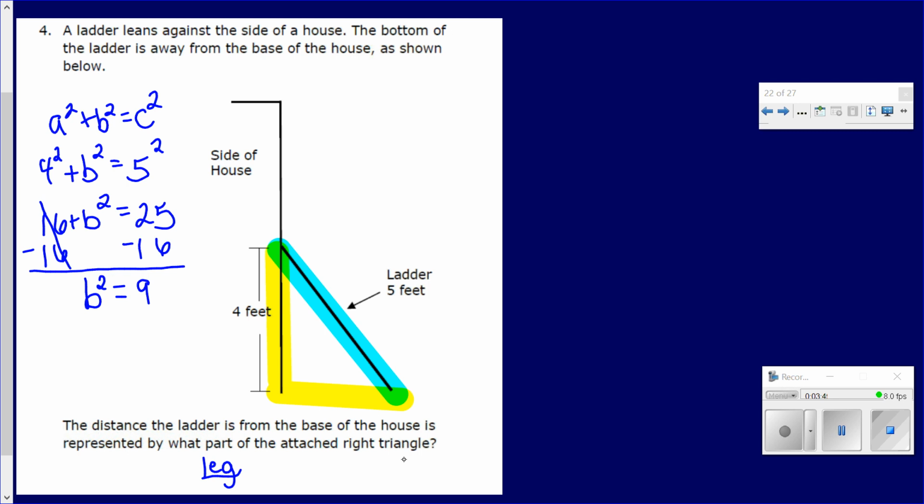Well, that's the area of the square. Remember that my hypotenuse always has to be the longest side. So 5 has to be the largest number. 9 could not be my answer. So always pay attention to that. So I'm going to find the square root of 9. Oops. Don't put a b squared there, just b. So b equals 3. So that means the distance that the ladder is from the base of the house in this picture is 3 feet.